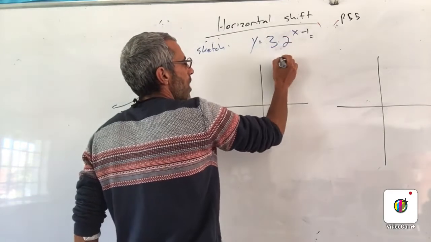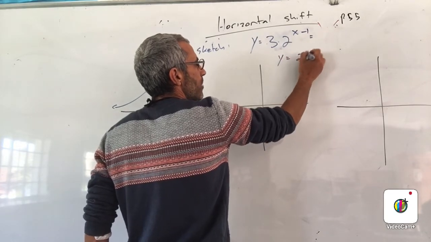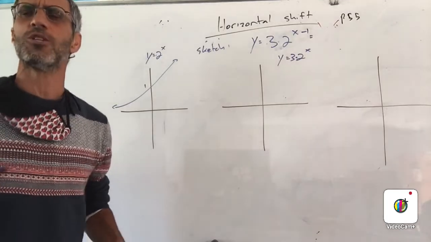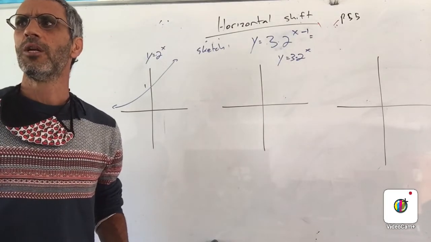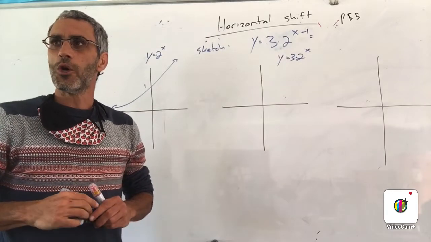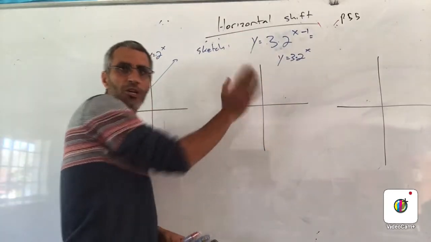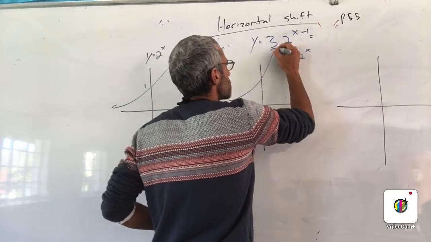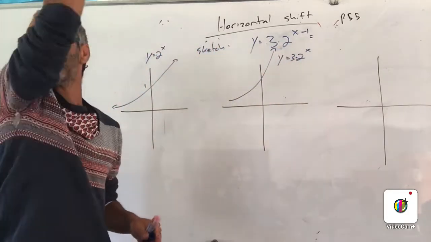Now, let's introduce, leaving that as y equals 2 to the power x, I'm just going to multiply by 3. I want you to see the effect of multiplying by 3. Now, 3 is a positive number, right? It's not negative, so it's not going to flip it. It's still going to go up, but the 3 just stretches it, makes everything bigger.